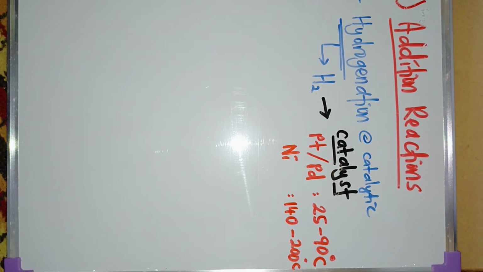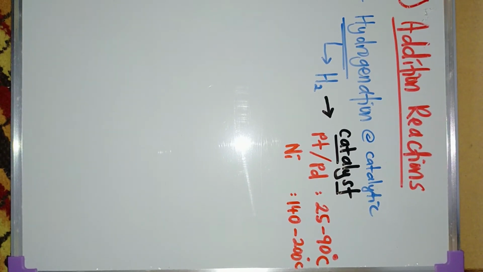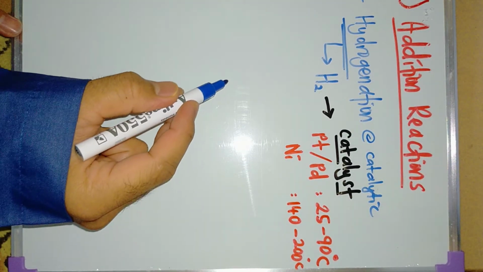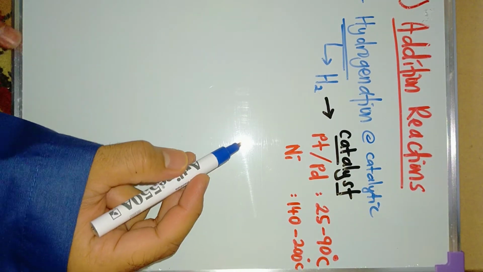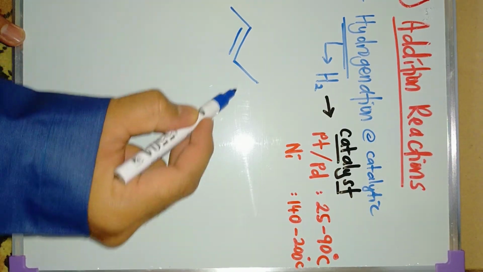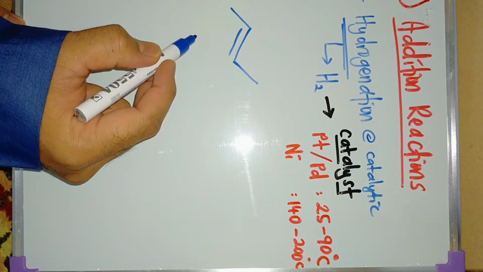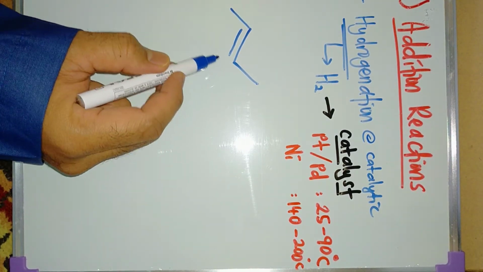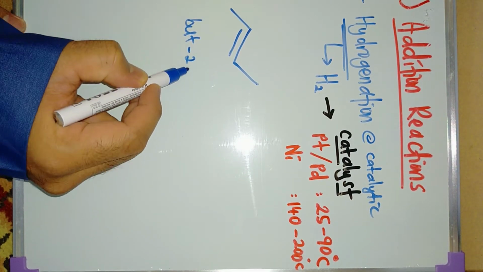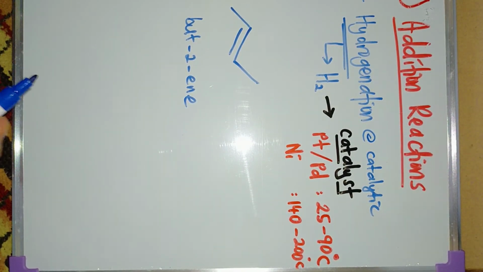So looking at the reaction, the catalyst is a must. You need to write down the catalyst. For example, when we deal with any type of alkene, say you have this 1, 2, 3, 4 carbons, butene. You can do the naming again: 1, 2, 3, 4, so you have butene. Remember how to name the compound.